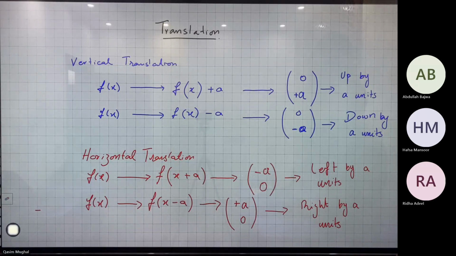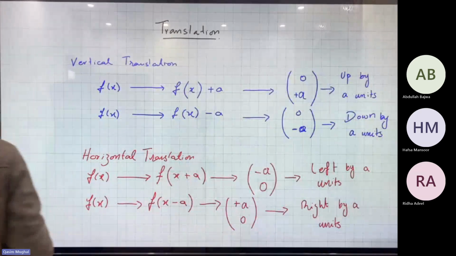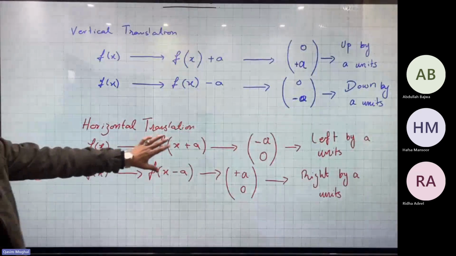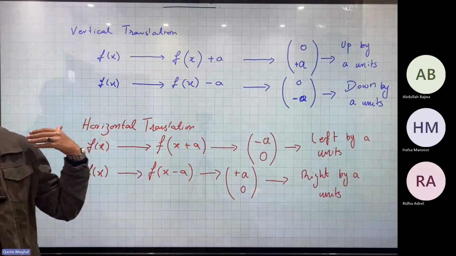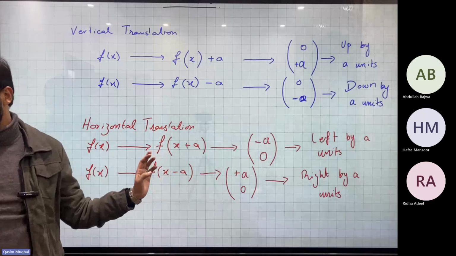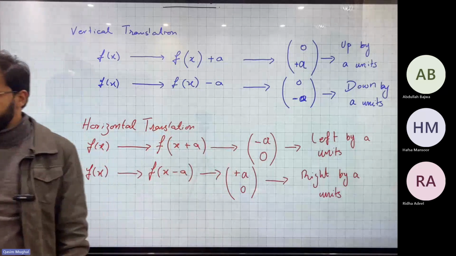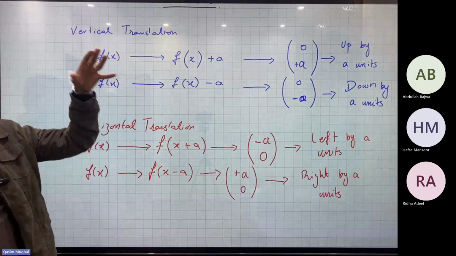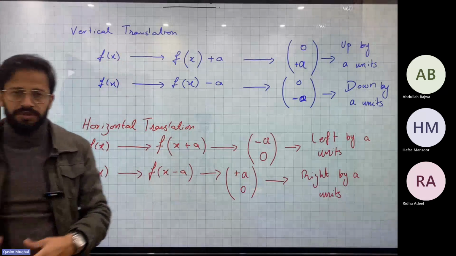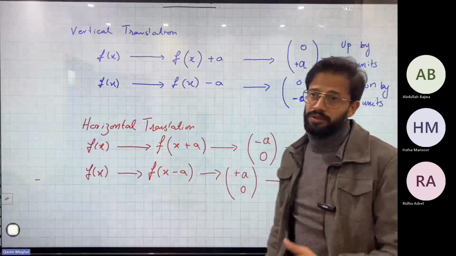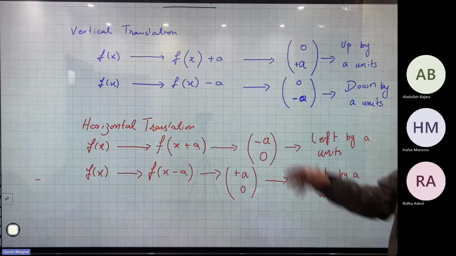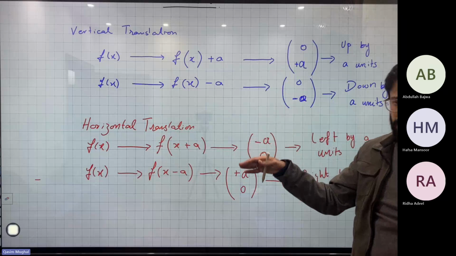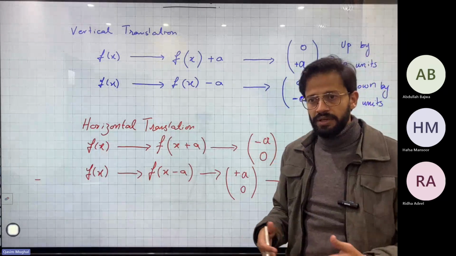Okay. Now the important thing in translation, the only thing where it gets a little tricky, is this part. Plus a, you should remember the graph is going to move to the left. Minus a, you should remember the graph is going to move to the right. Here I have explained the horizontal and the vertical transformation separately. It doesn't mean you always have to do it like this. You may get a question in the exam where you get both the horizontal translation and the vertical translation together.